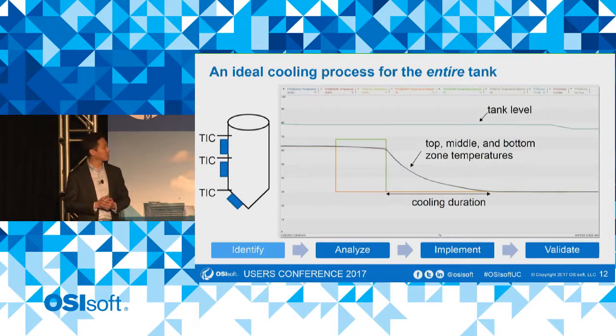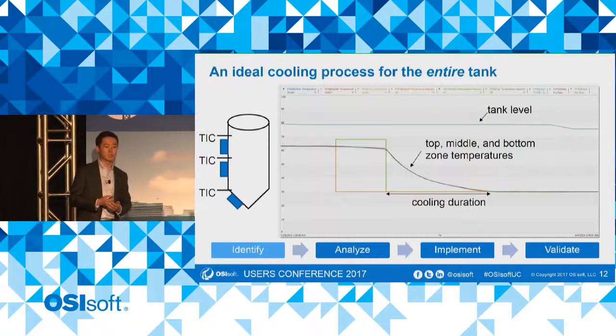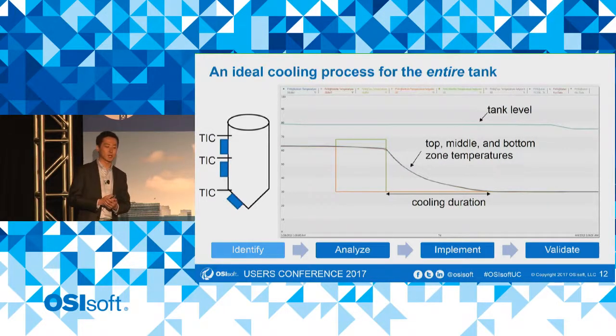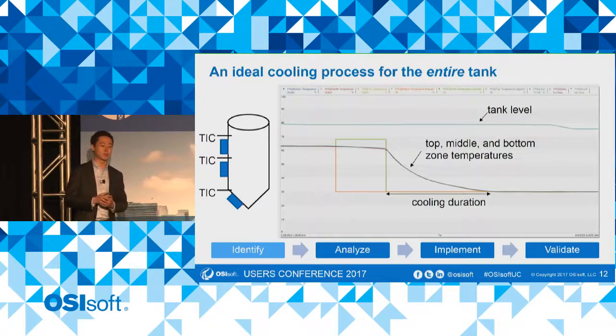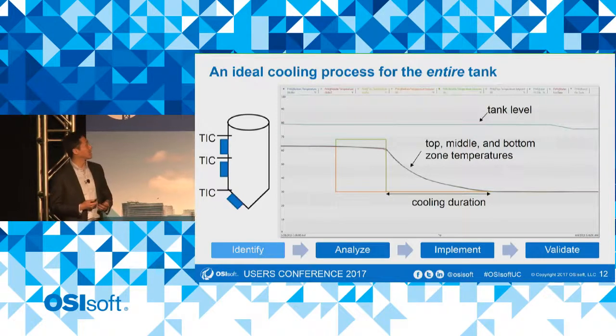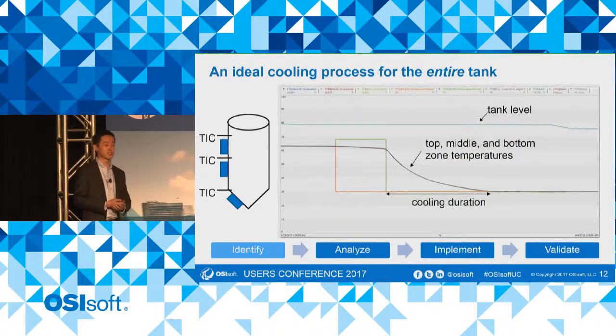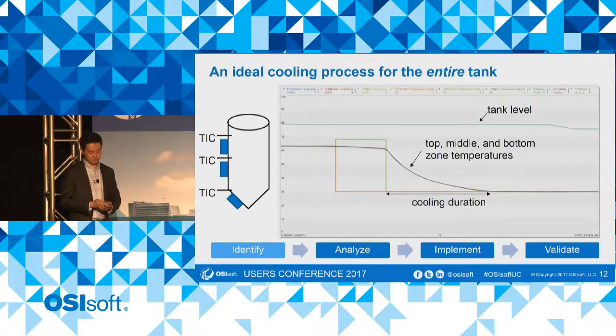So in the middle of the screen, this is the CoreSight display that is tracking the cooling process at Deschutes. Essentially, what we're seeing is the top, middle, and bottom zone temperatures eventually converge to a set point, which completes the cooling process. In this case in particular, we see an ideal cooling process. This is what a cooling process should look like if everything goes right. This is sort of what we want to see.